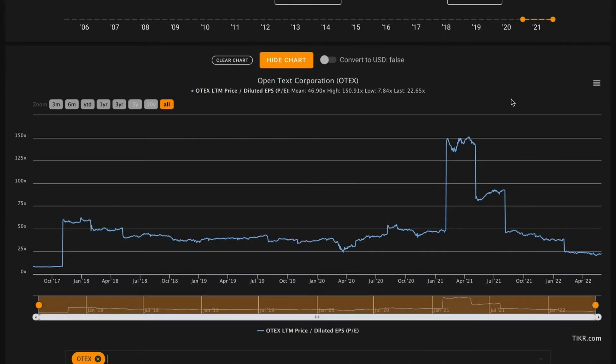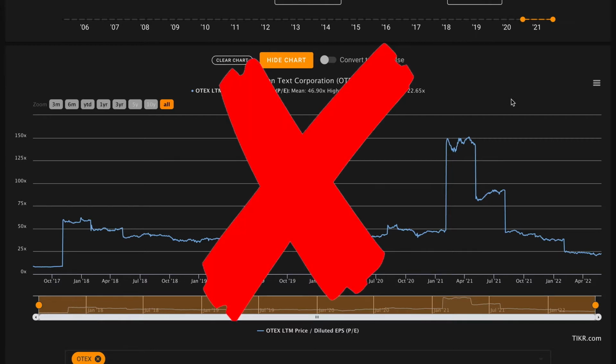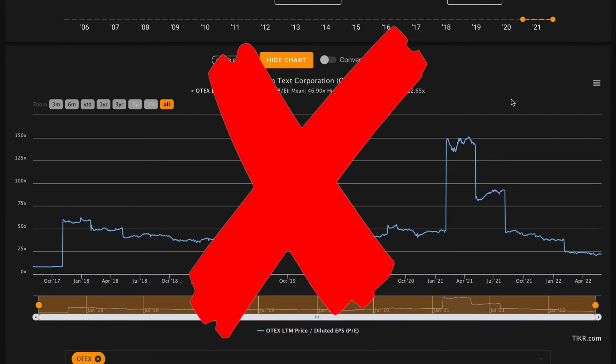Starting off with pillar number 1, we want OpenText's average 5-year PE to be below 22.5. So currently it's trading at just over 22.5. And over the last 5 years, OpenText has traded at an average of a 47 times earnings multiple. So pillar number 1 is an X to start.